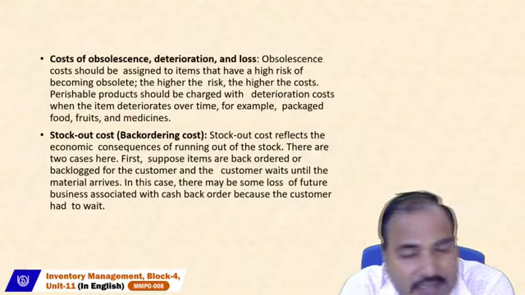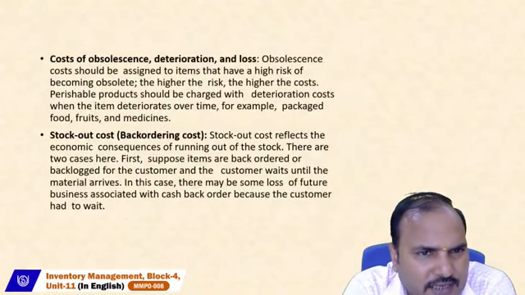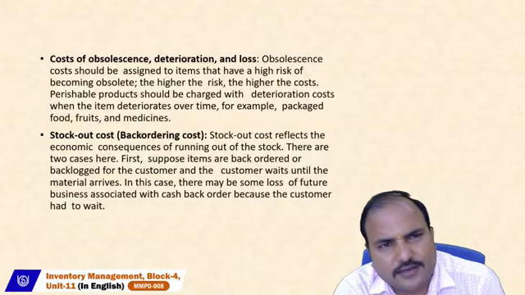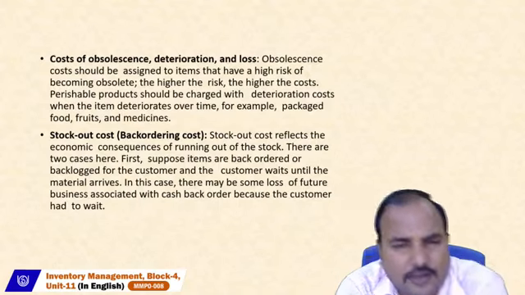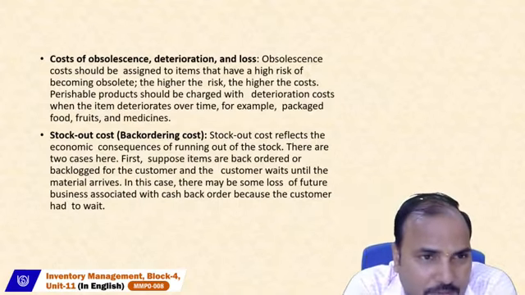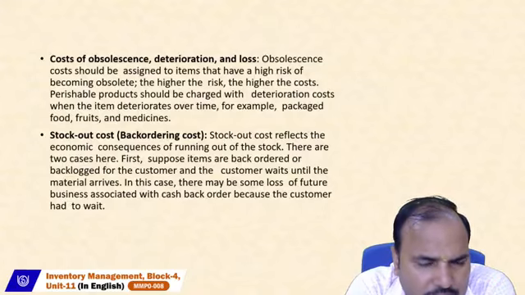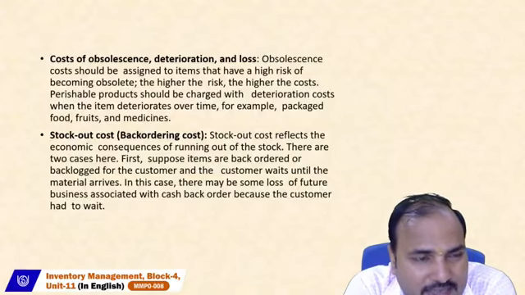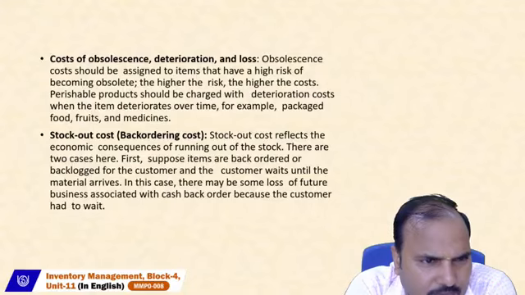And another cost is the cost of obsolescence, deterioration, and loss. This cost should be assigned to items that have a high risk of becoming obsolete. And the higher the risk, the higher the cost. And perishable products should be charged with the deterioration cost when the item deteriorates over time. For example, packaged food, fruits and medicines, this happens.